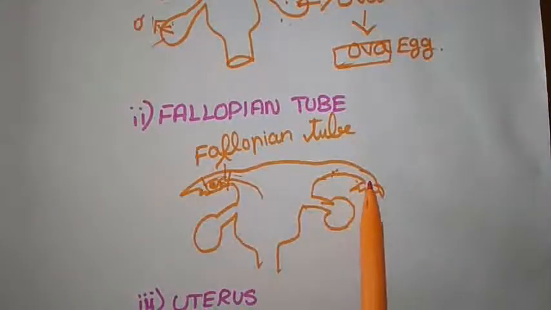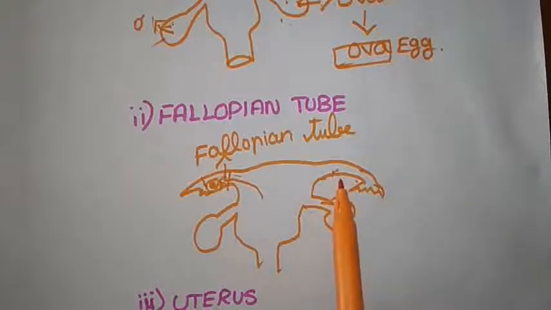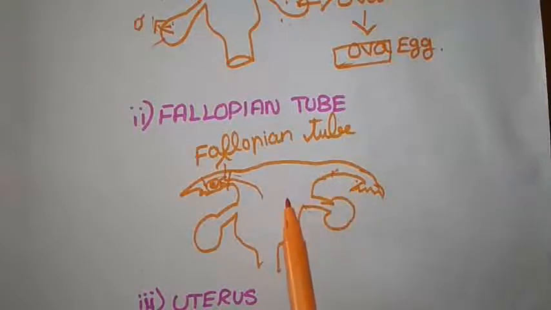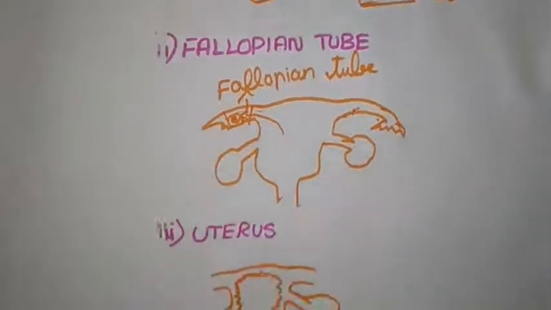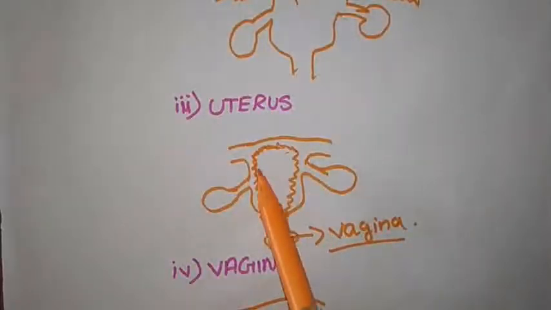What is the major function of the fallopian tube? The fallopian tube helps the egg to travel and reach the uterus. Okay, that is the major function of the fallopian tube. And next one is the uterus. Here this is the uterus part.